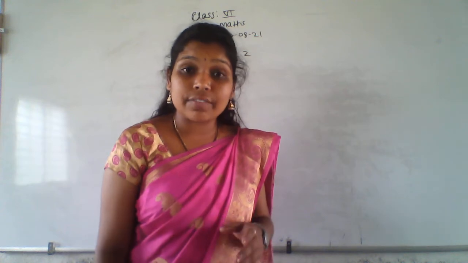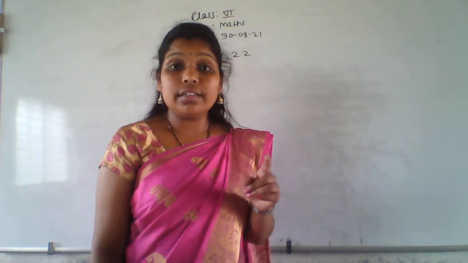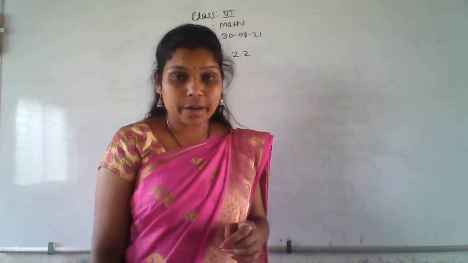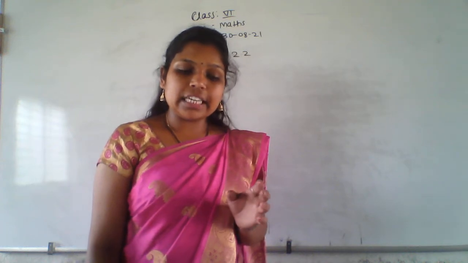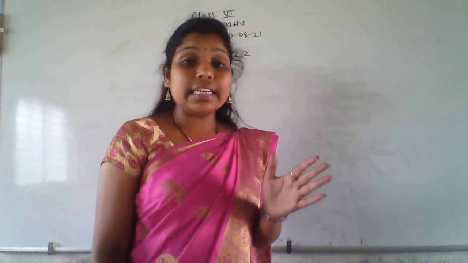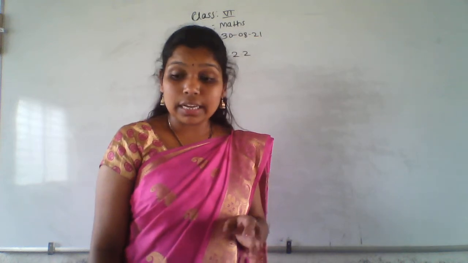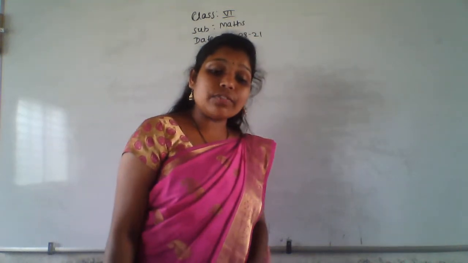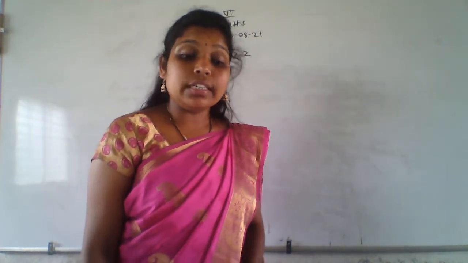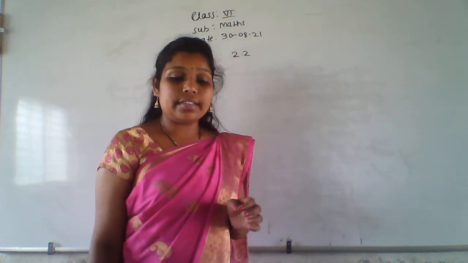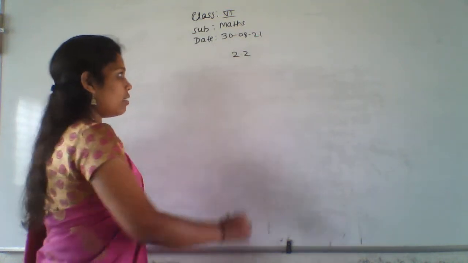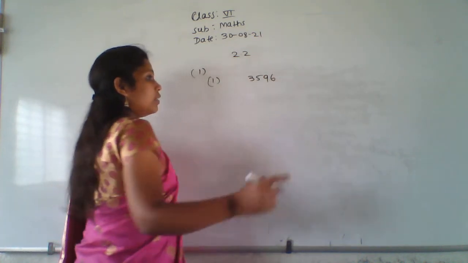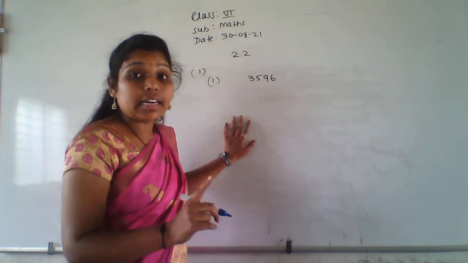Based on that we have exercise number 2.2. Okay, so now we'll begin with 2.2. It is nothing but to see here, if it is a factor then it must divide by that value. So what is the first question they asked in 2.2, that is find whether 31 is a factor of 3596. They asked whether 31 is a factor or not.